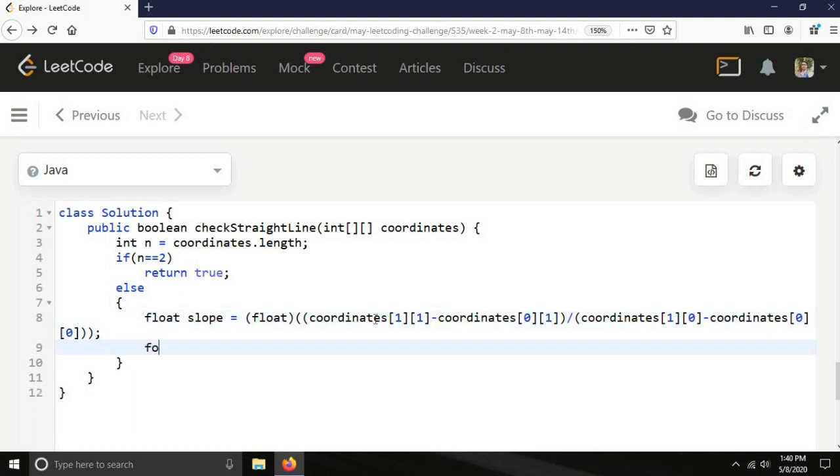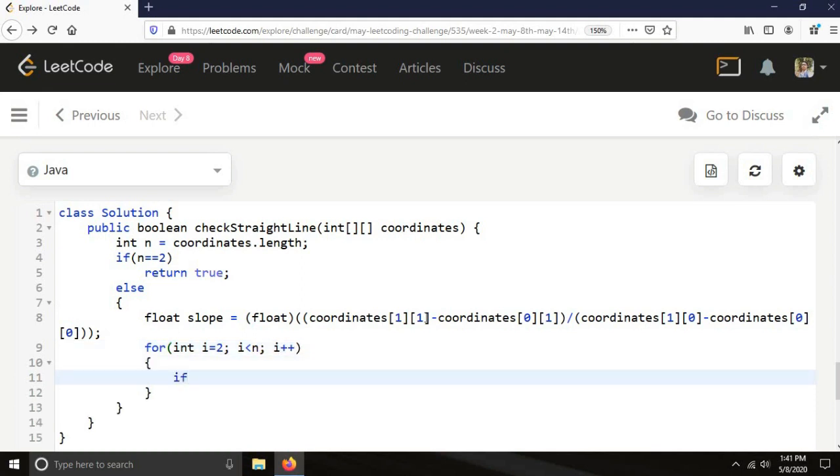Now we will iterate through all the other points. So for int I equals to 2, as we have checked the slope for the first 2 points, so we are not taking I equals to 1 or I equals to 0. We are starting from I equals to 2, and we will move up to the end, I less than n, I plus plus, if slope not equals to. Now here we will calculate the slope of each point with respect to the first point.